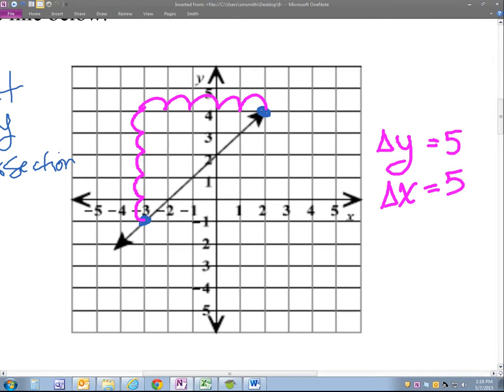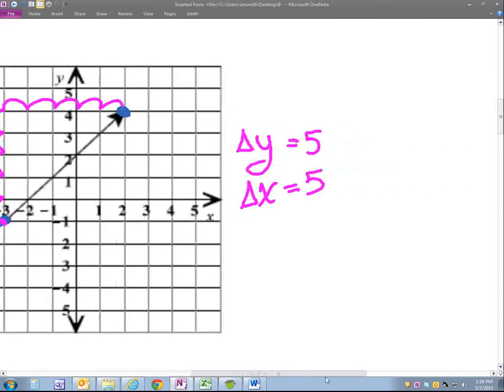Are you just seeing it differently, or do you want me to show you again? If you're having trouble with the visualization of it, I highly suggest you go straight on the x-axis from where you were, and you just count 1, 2, 3, 4, 5. Now I'm lined up with where the other x is.